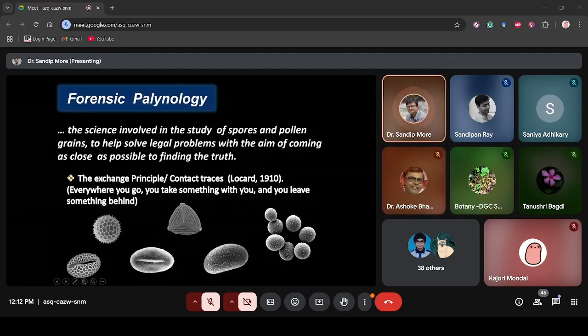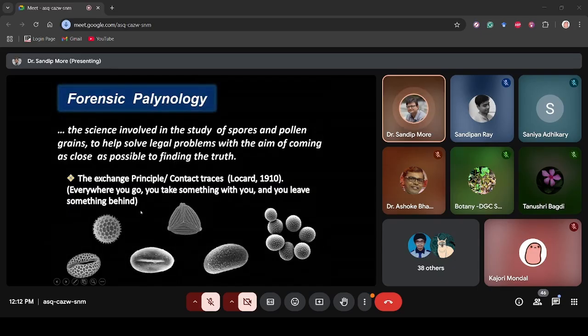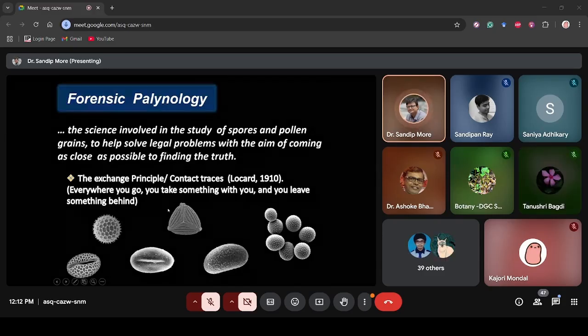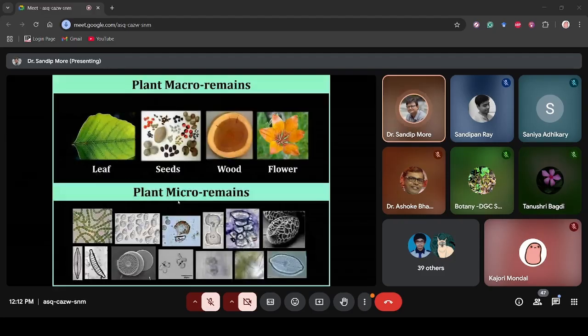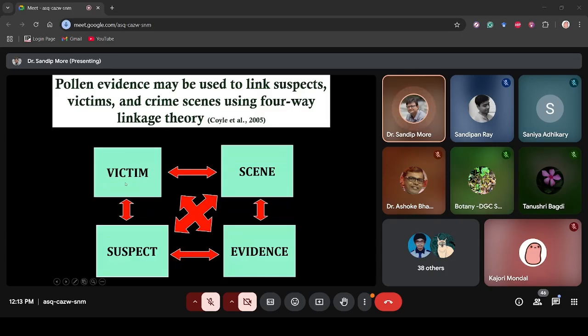What does this principle say? This principle says that everywhere you go, you take something with you and you leave something behind. So when a crime happens, the criminal will leave something at the crime scene and take something from the crime scene. And this principle helps us to connect these four things: to connect the victim with the crime scene, the crime scene with the evidence, the evidence with the suspect, or any two of them.